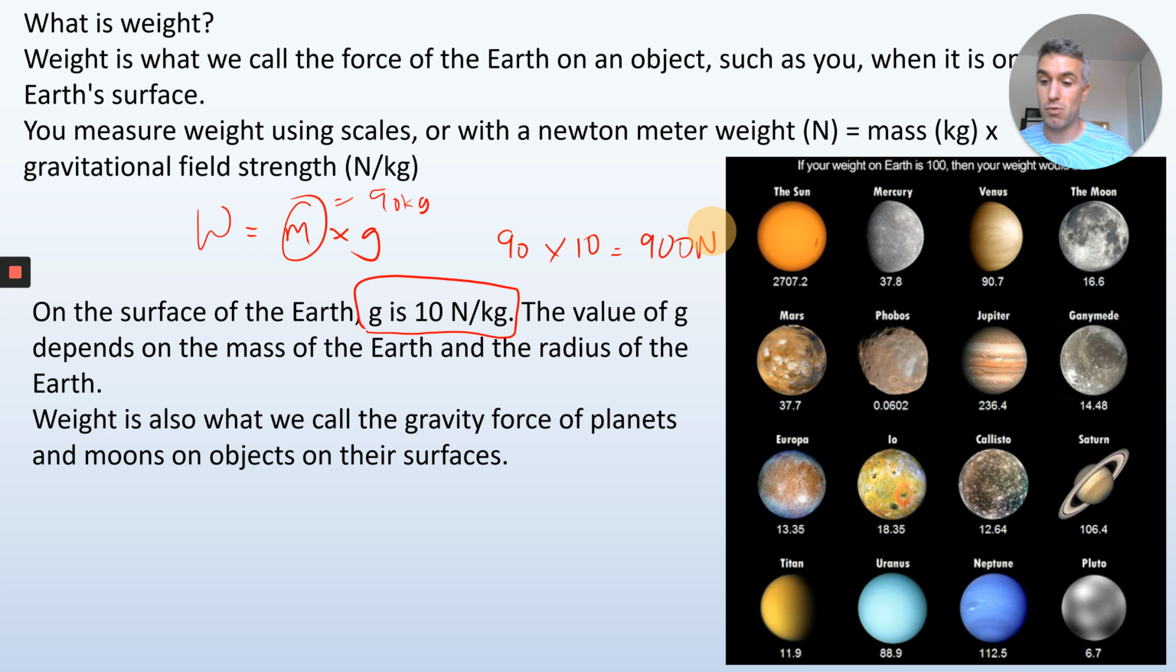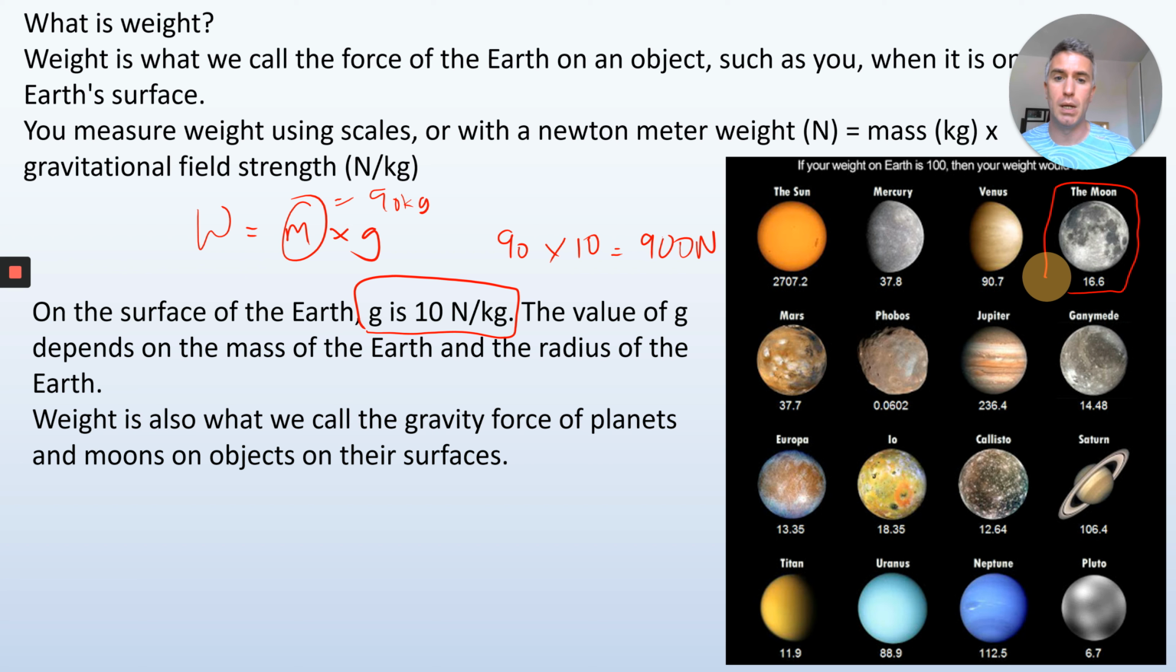The weight is also what we call the gravity force on planets and moons. So if your weight on Earth was 100 newtons, that's very small. What would be 100 newtons? A cat, okay? If you weigh 100 newtons on Earth, how would it be different if you went to different planets? So, for example, here is the moon. Because the moon is much smaller than the Earth, and more importantly, it's much less massive. Its mass is less. If you weighed 100 newtons on Earth, you'd only weigh 16.6 newtons on the moon, which is a very, very small amount.